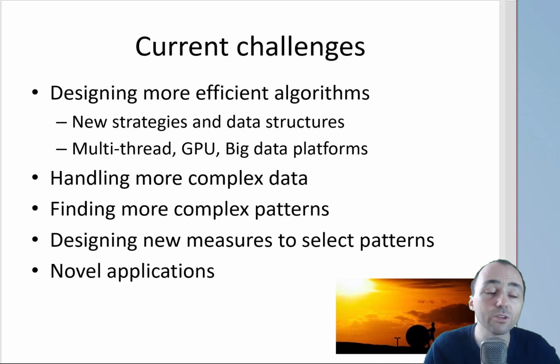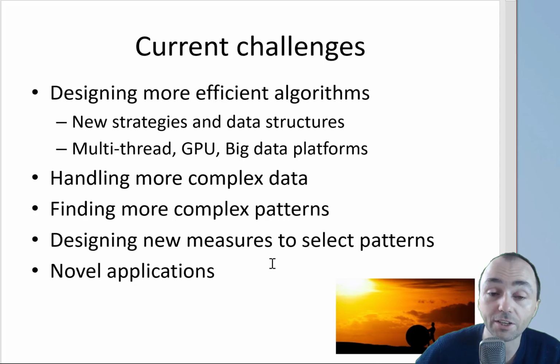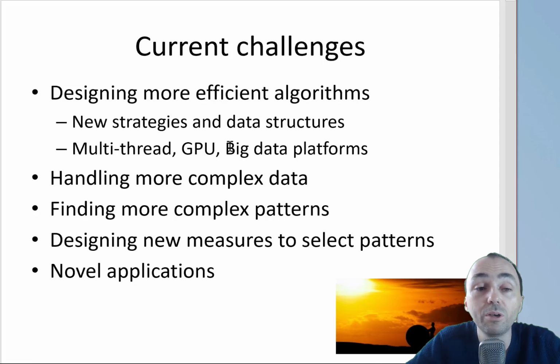So what are the challenges in this field of pattern mining? The main challenges, I think, are to design more efficient algorithms. We want new strategies and data structures. We want to use the GPU, multi-thread, or big data platforms to deal with more data and to be more efficient, because some of these algorithms can take a lot of time to run.